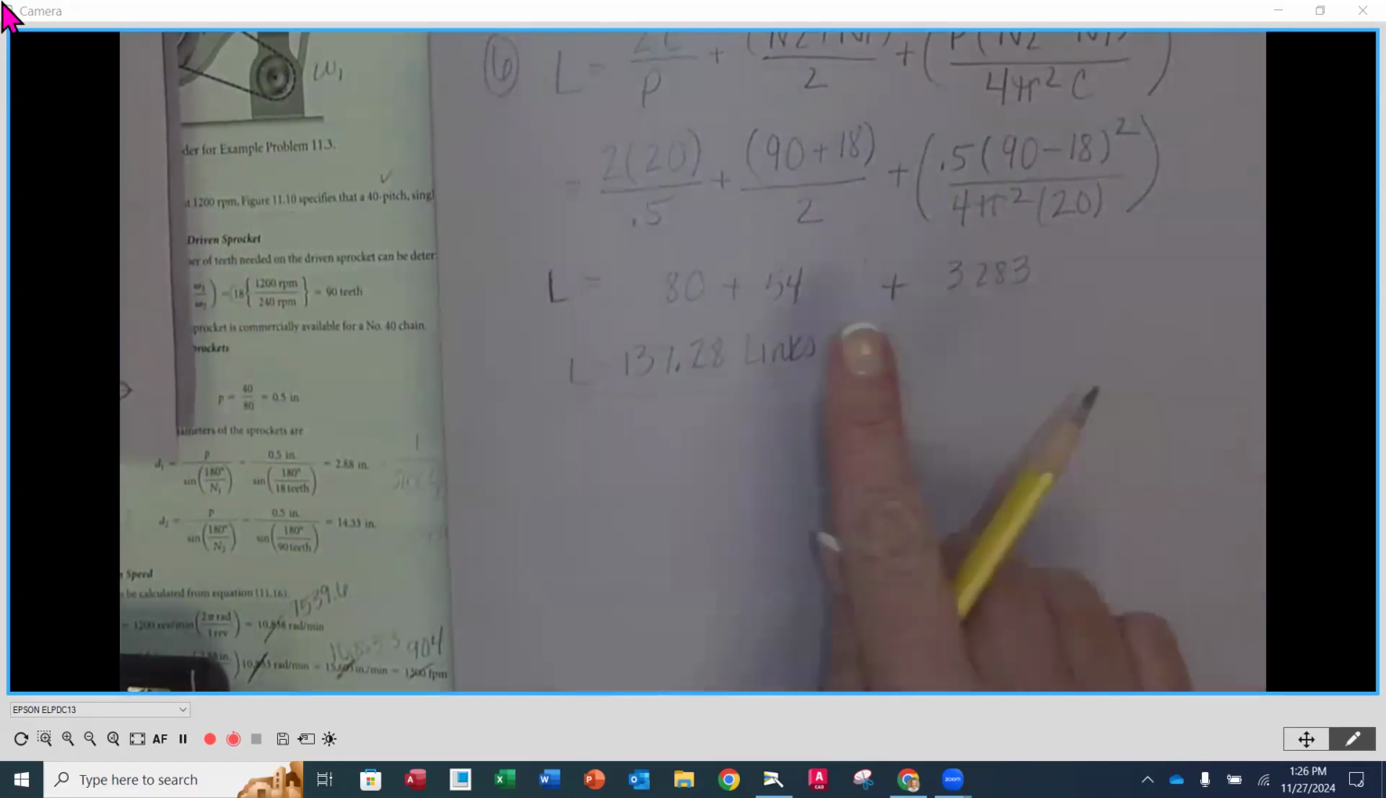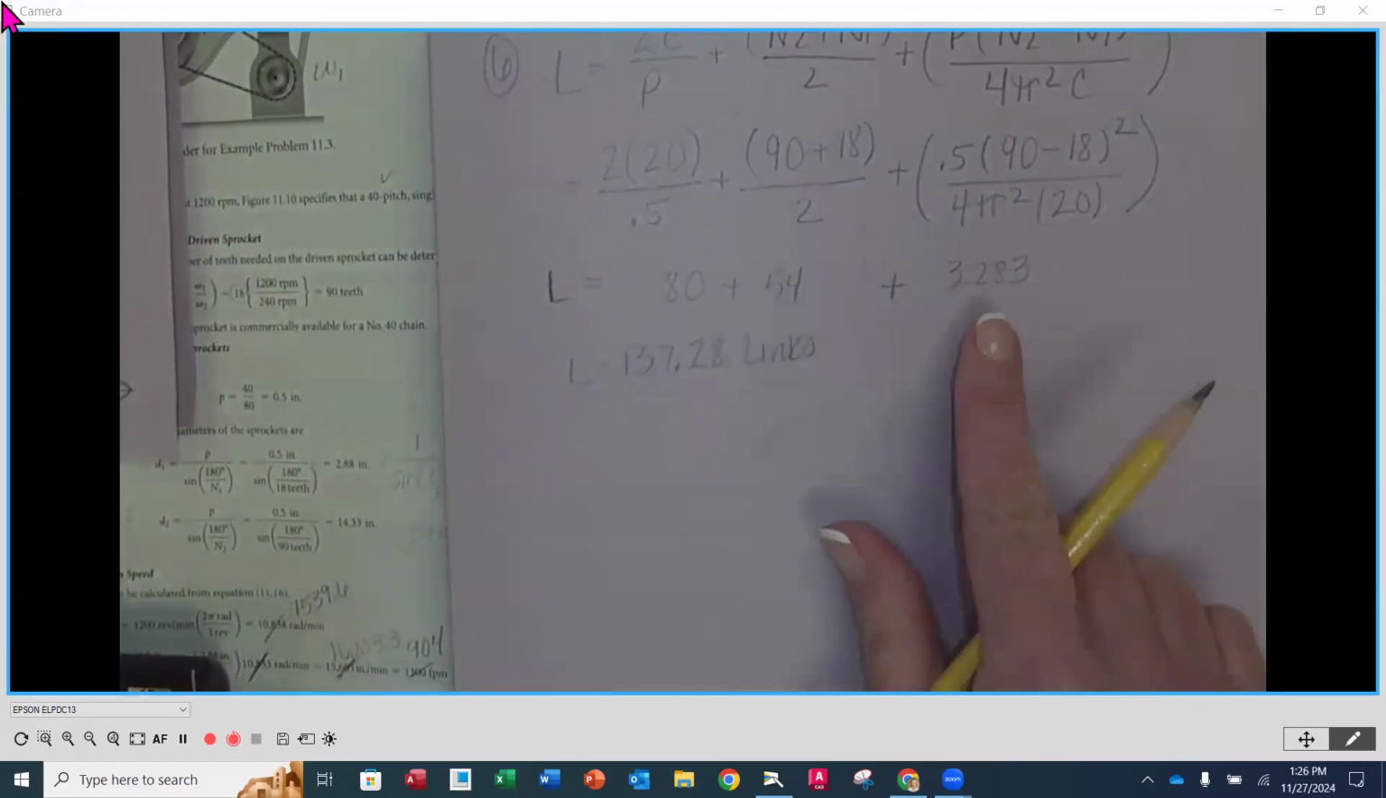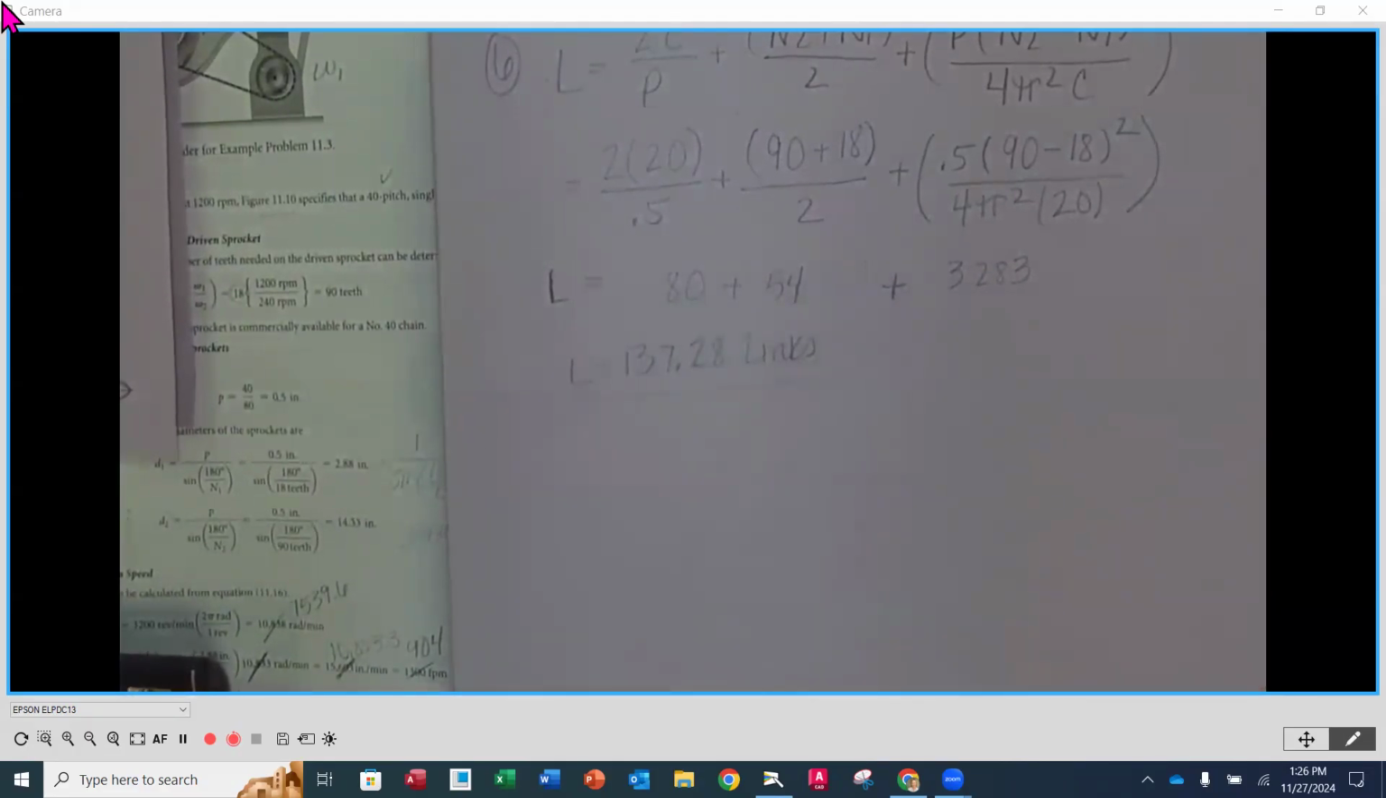I broke mine into the 3 different parts, so that way you can see the numbers, how you would add them together. And then you should get a total of 137.28 links, as the number here, based on an exact 20-inch center distance. Anybody else get that number? Just want to be sure I got that too. Good, good. And it's consistent with the book.